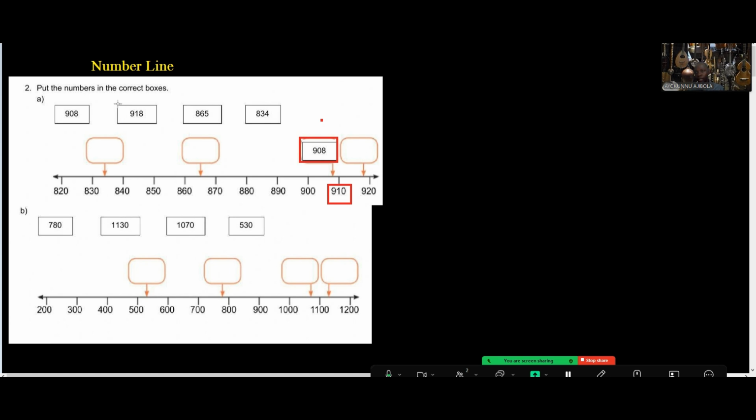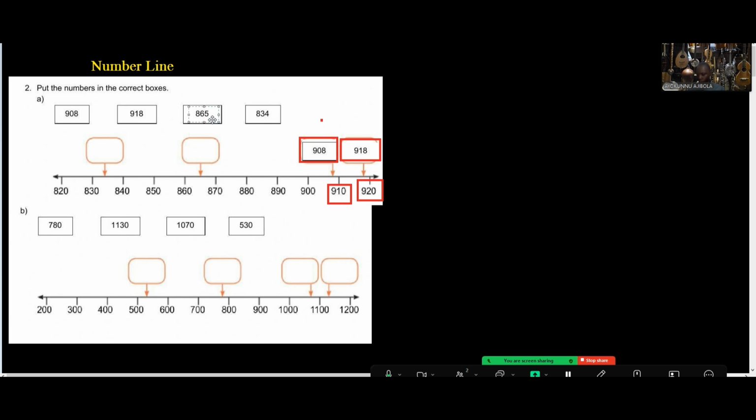So this 918, this second one, it's going to be beyond 910. So that means it's supposed to be at the end, let me undo that. It's supposed to be at the end this way, because it's close to 920. Is that clear? Yes. Good. It's close to 920. So that's what we have here. Then this 865 should go after 860.